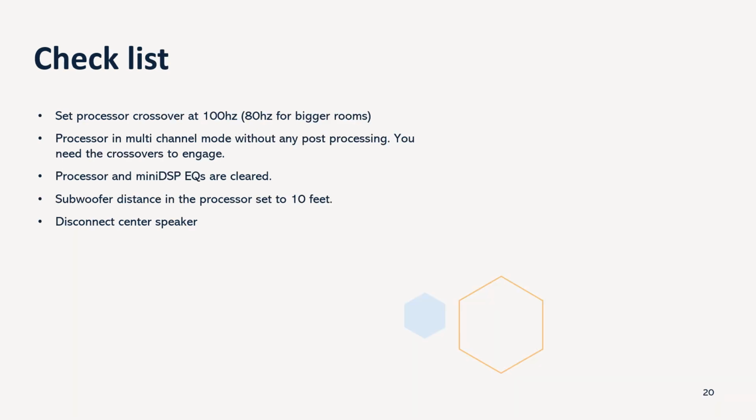Keep a copy of this checklist somewhere that is visible to you, because when you do different runs, I at least tend to forget some step or the other. So this is my checklist. I cross-check. I make sure that the crossovers are set at 100. That doesn't usually change, so that shouldn't be a problem. I have to remember to clear the equalizers on the miniDSP, and I also need to reset the subwoofer distance back to 10, so that it's in that initial state where I'm going to run my test, and I need to disconnect my center speaker.